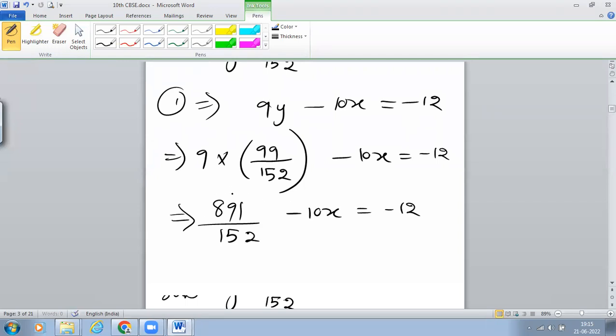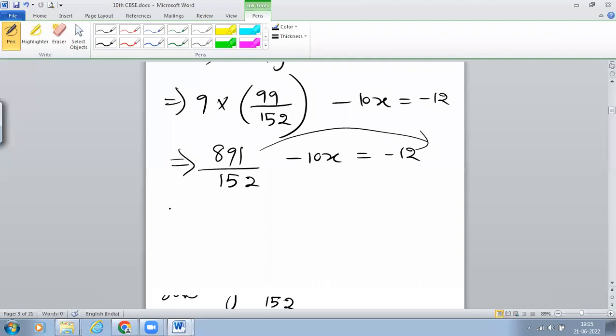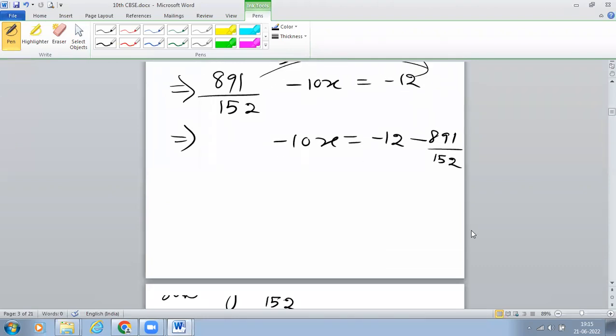Now we have to take this term to the right hand side because we have to find the value of x. We keep minus 10x on the left hand side. Minus 10x is equal to minus 12, which is already there on the right hand side, and when this term is taken to the right hand side it becomes minus 891 divided by 152. Now we have to simplify this. One minute more, I'll come.